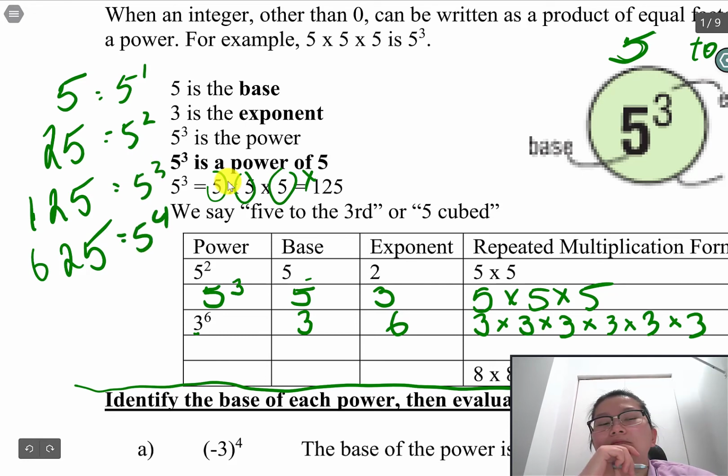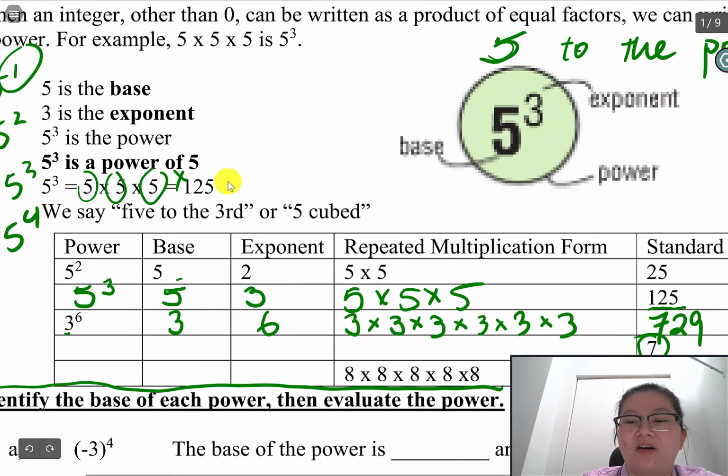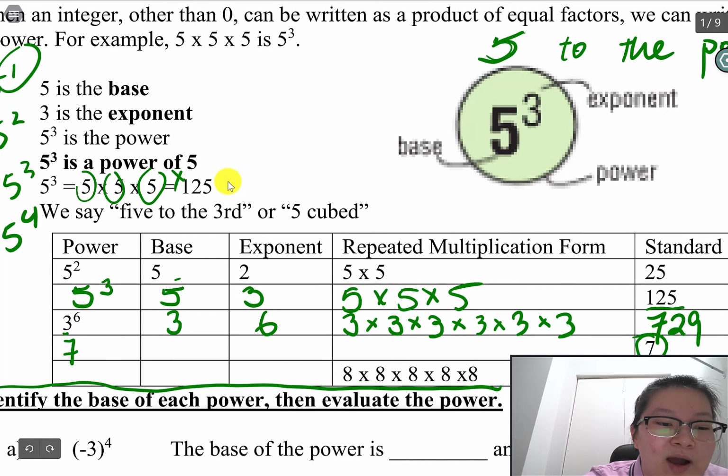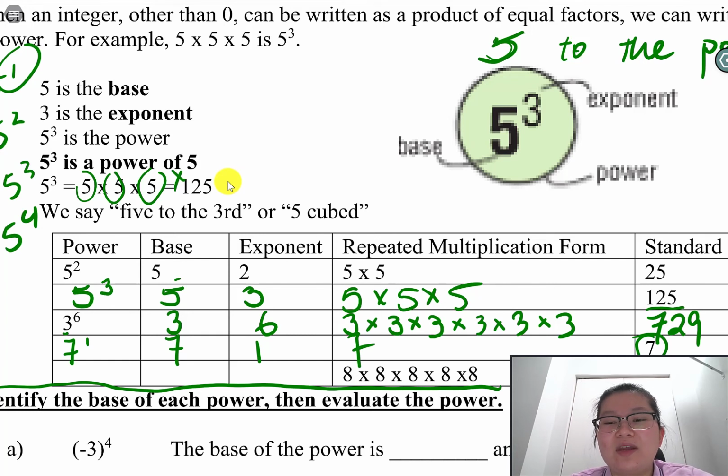So to get the original number by itself, you just need the power to be 1, because something not multiplying anything else is just itself. So this is 7 to the power of 1, with a base of 7 and exponent of 1. And if I write this out, it's just 7. So there you go. That's how you would get the standard form of the number itself, without needing to multiply itself again.